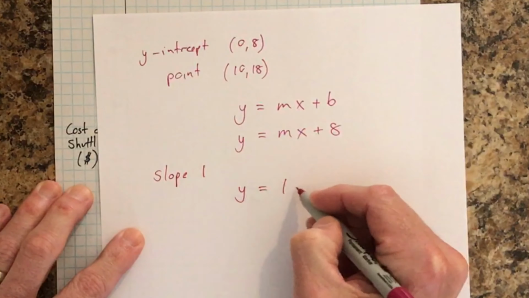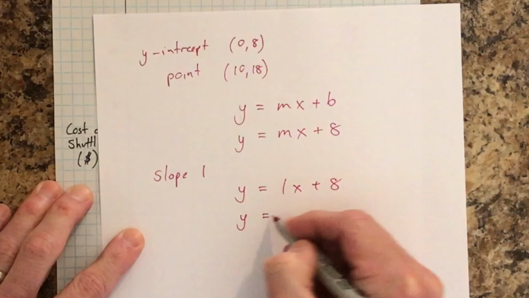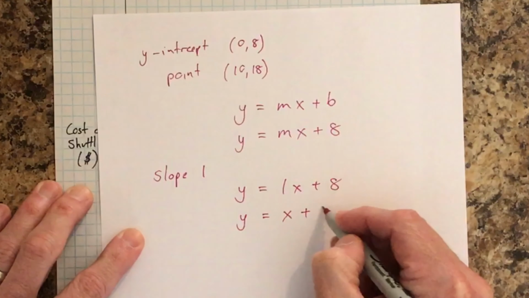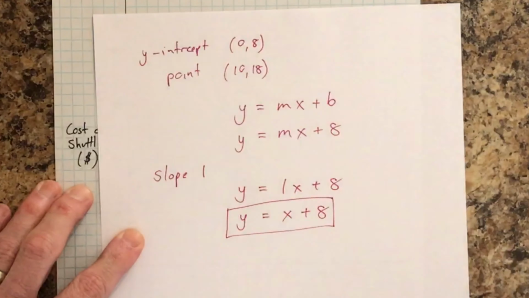Substituting 1 in our equation, and knowing that 1 times x is just x, we have the equation for the line of best fit: y equals x plus 8.